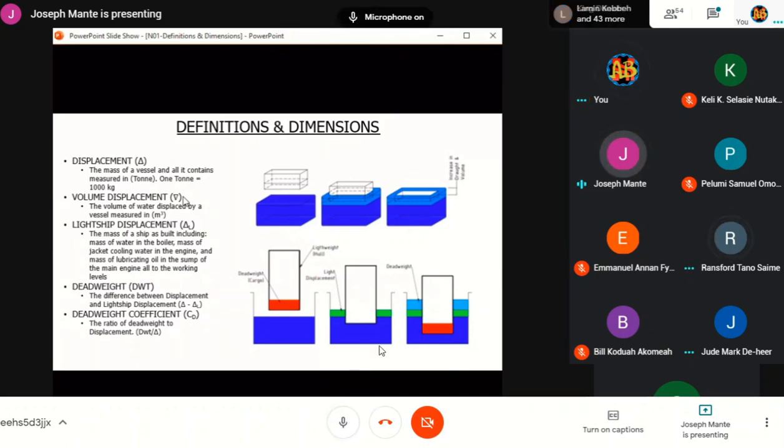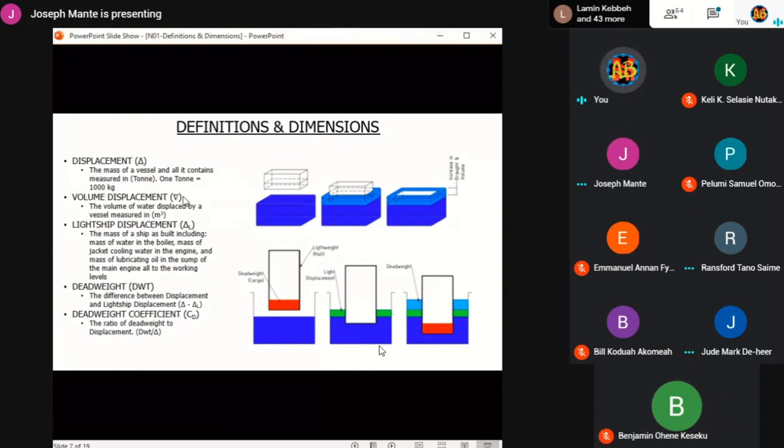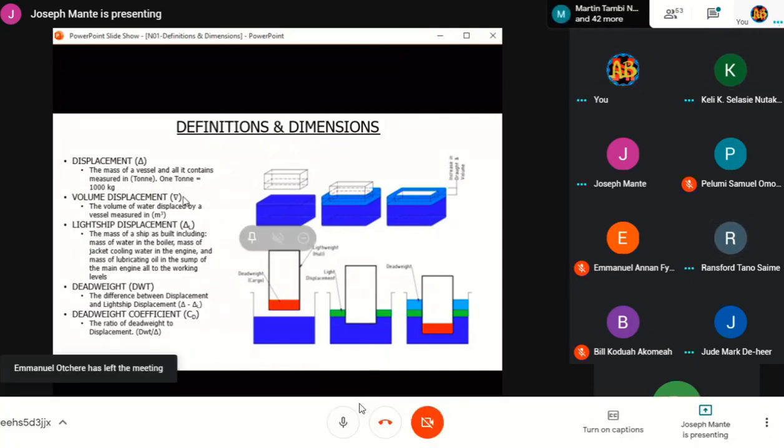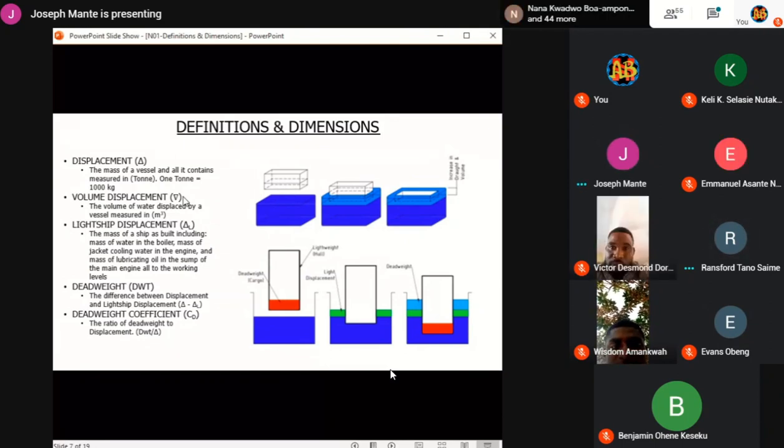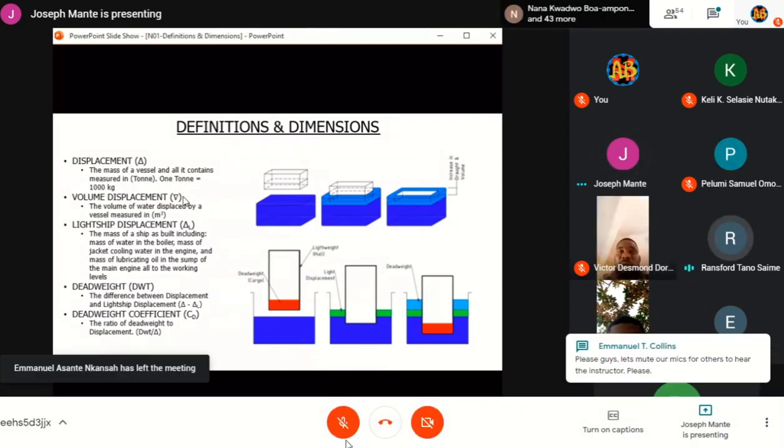Gentlemen, I hope you get it. Sir, please, they should mute their sound. We can't hear you well, it's interrupted. If they won't say anything, they should mute it. Gentlemen, mute your sound. If you want to say something, you just unmute, then you ask. I hope you can hear now. I hope it's okay now. Yes, sir. Yes, all is right. Okay.